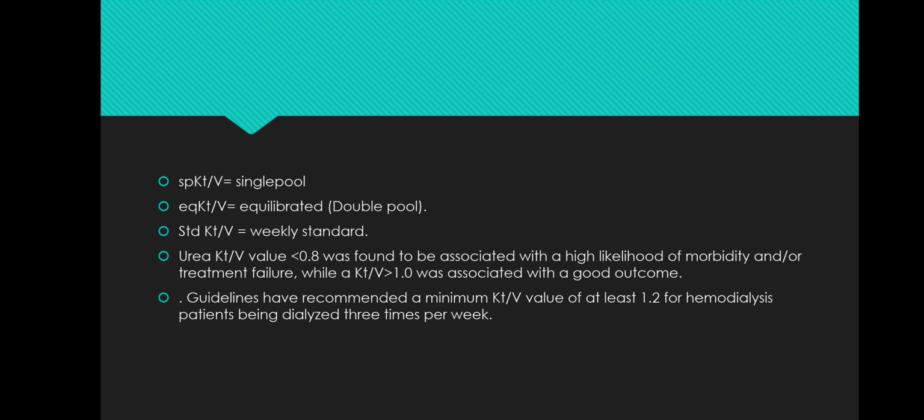Next, the spKt/V. It means single pool. Then eqKt/V is known as equilibrated or double pool. Then stdKt/V means weekly standard. A urea Kt/V value of less than 0.8 was found to be associated with a high likelihood of morbidity or treatment failure, while a Kt/V of 1.0 or more was associated with good outcomes. The guidelines recommend a minimum Kt/V of at least 1.2 for hemodialysis patients being dialyzed 3 times per week.